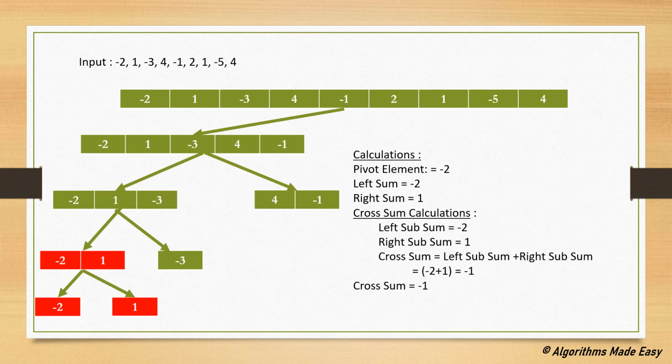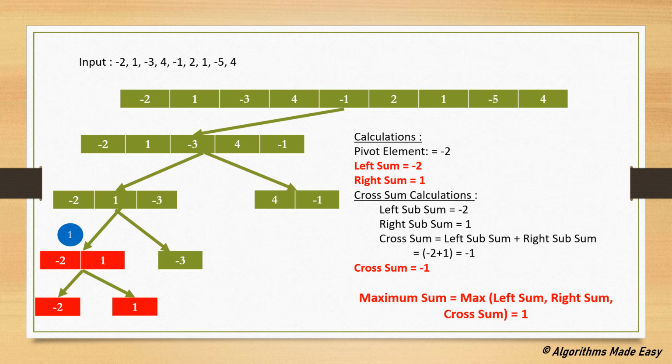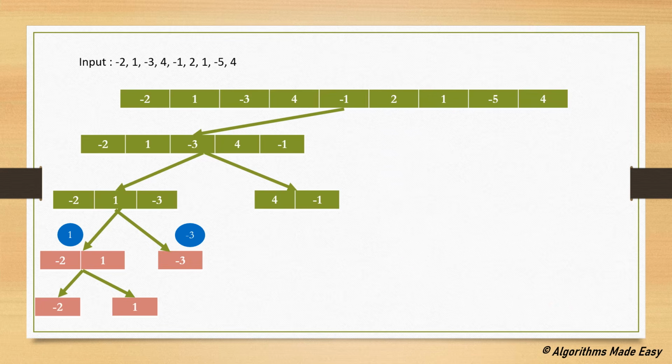Coming to the new part, the cross sum. For this array, the cross sum would simply be the addition of both the elements, which is -2 plus 1, that equals -1. The max becomes the maximum of left sum, right sum, and cross sum, which is 1. So, if this was our input array, then our answer would be 1. As -3 is a single element, the max remains -3.